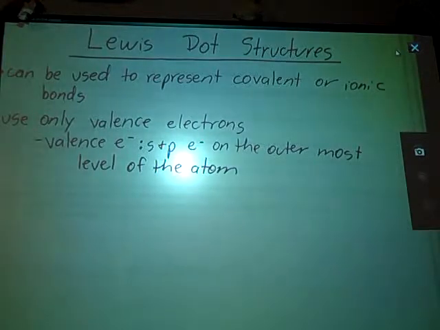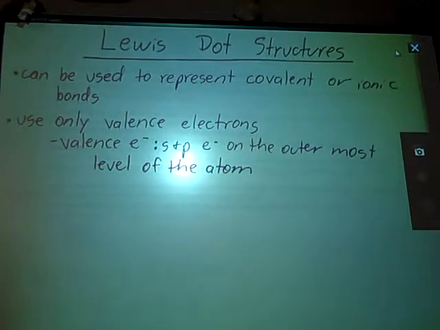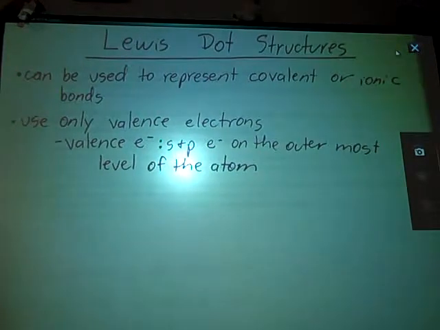We'll do Lewis dot structures in general for individual atoms, then put them together into some simple molecules, and then we'll do ionic Lewis dot structures, and finally show you an additional method of determining Lewis dot structures that I call NOS. So Lewis dot structures, just in general, can be used to represent covalent or ionic bonds, as I mentioned, and they only use valence electrons. So we don't really care how many electrons there are in the whole structure, we only care about the valence.